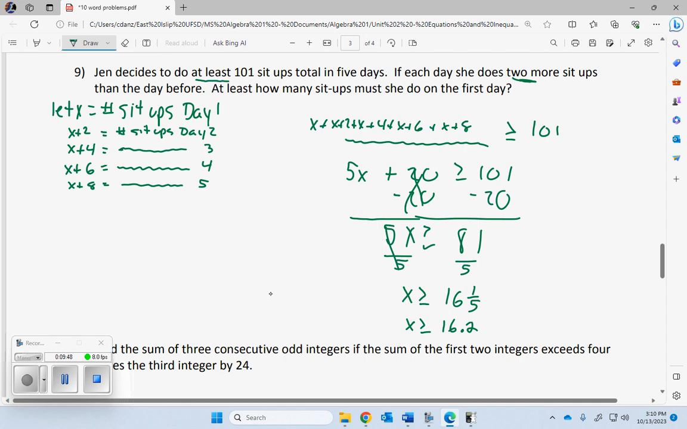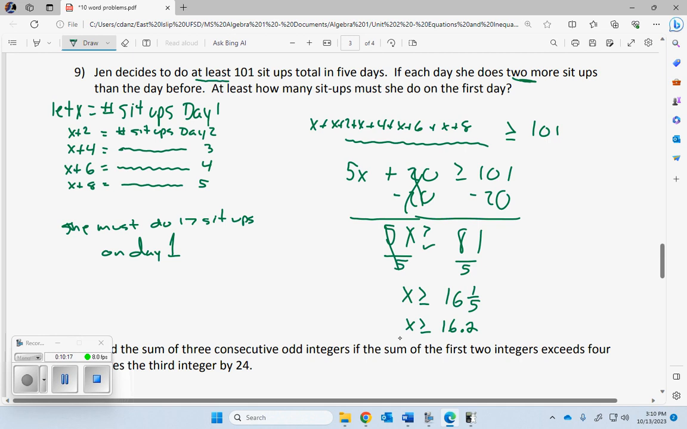Is she really going to do 16.2 sit-ups? So x has to be greater than or equal to 16.2. So that would mean 17 sit-ups. She would have to do 17 sit-ups on the first day. Okay, she must do 17 sit-ups on day one.